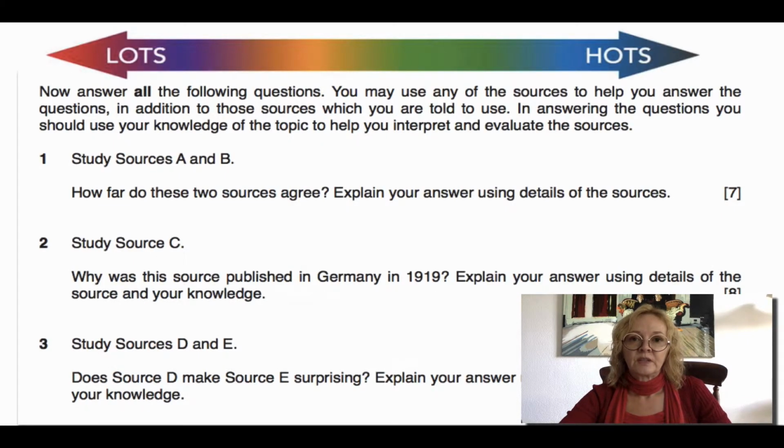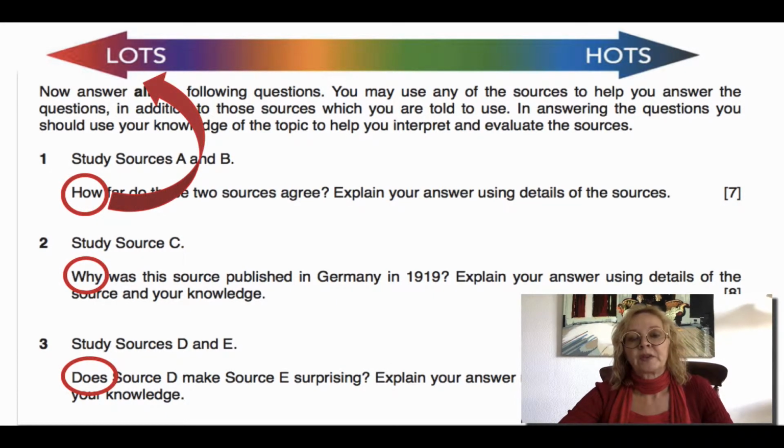There are 6 questions in total. The students are given the sources to evaluate, and there are 2 parts to the question. So the first question that you can see there is, how far do these 2 sources agree? That's source A and B. And then for all 6 questions, the second part is explain your answer using details of the source.